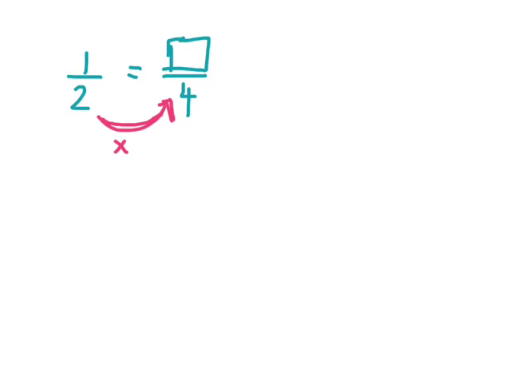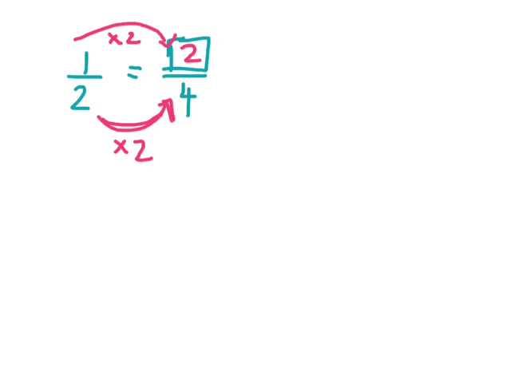So 2 times 2 is 4, right? If you multiply the denominator, which is the bottom part of the fraction, by 2, then you have to multiply the numerator, so the top part, also by 2 to keep it equivalent, okay? So 1 times 2 is 2. Okay, so half is equal to 2/4.